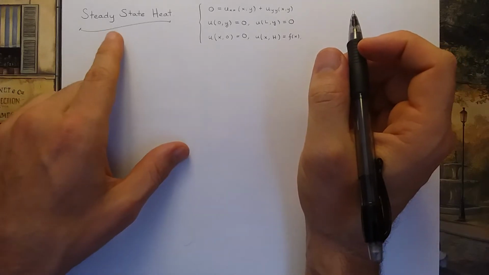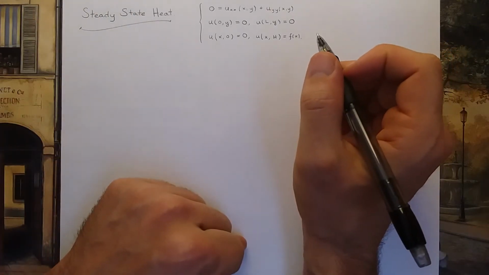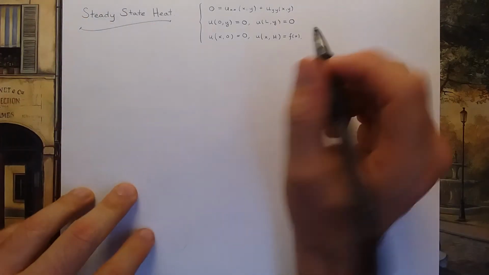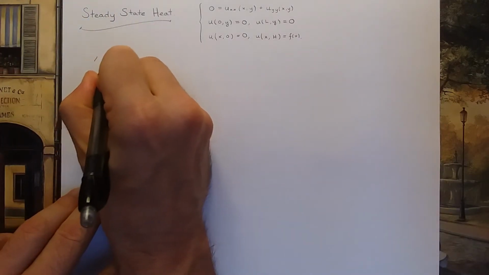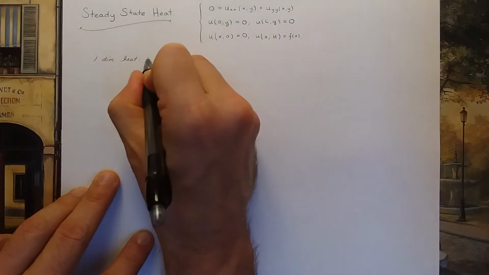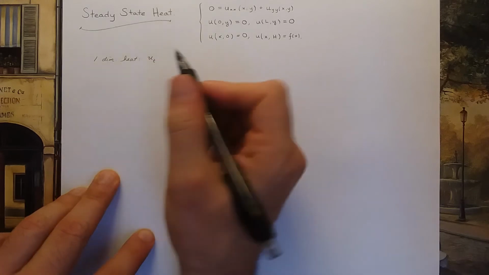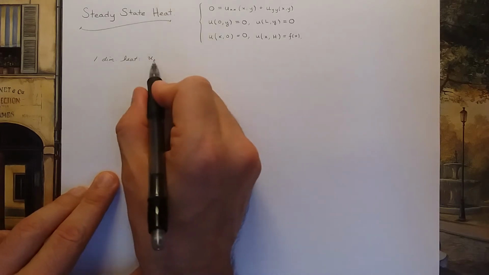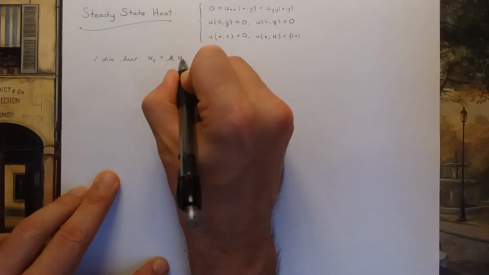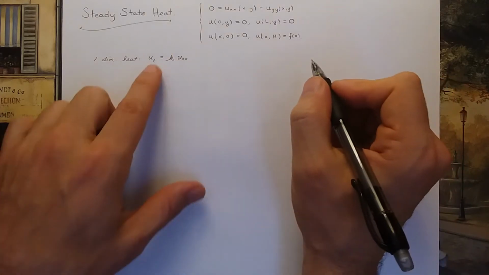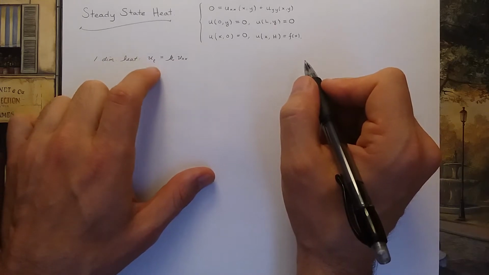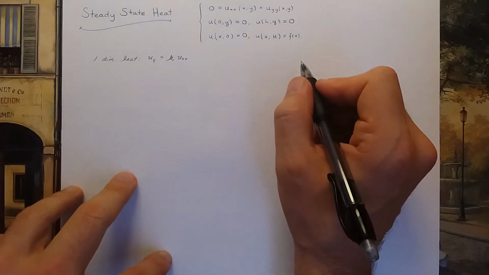So let's solve a different type of heat equation. So far, we've seen the one-dimensional heat equation, which is given by the partial differential equation: the partial derivative with respect to t is some constant k times the second partial with respect to x. Here I'm assuming that the function u is a function of t and x.